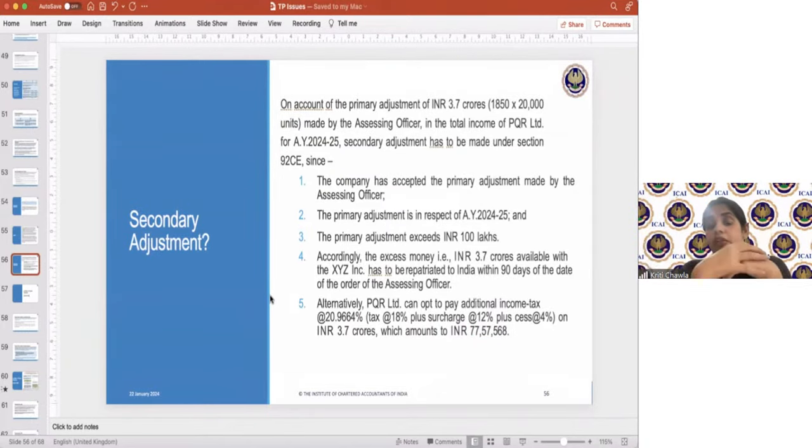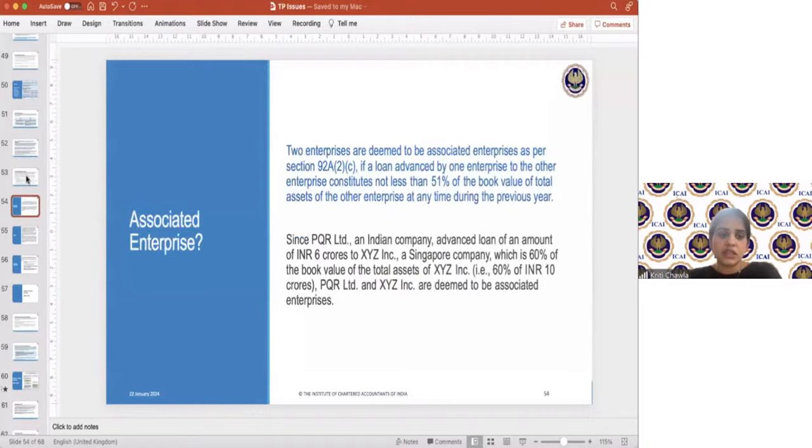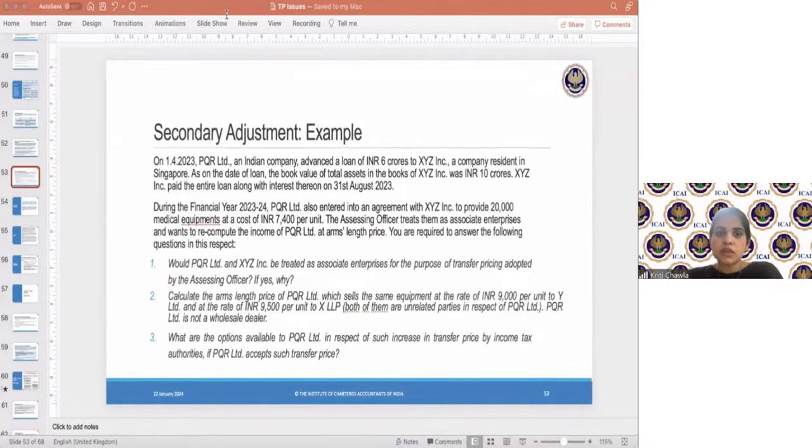Also, if they do not repatriate within 90 days and they are not even opting to offer an additional income tax, then we'll just presume that 3.7 crore is more like a deemed loan which has been given by the Indian entity to the Singapore entity, and they'll have to impute interest and calculate that interest, add that interest amount in the books of accounts of the Indian entity, and then the Indian entity will have to offer that amount to tax in India. So that's how secondary adjustment really goes. Please let me know if there are doubts in this particular question.